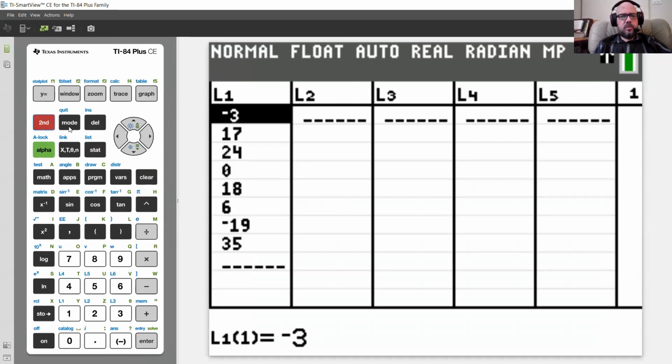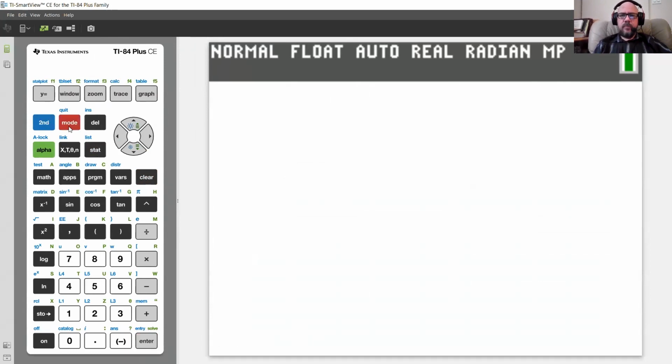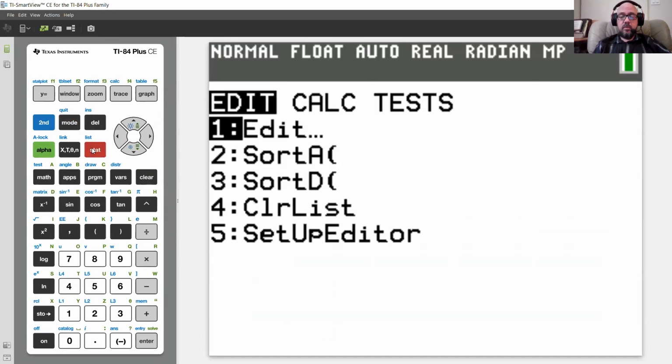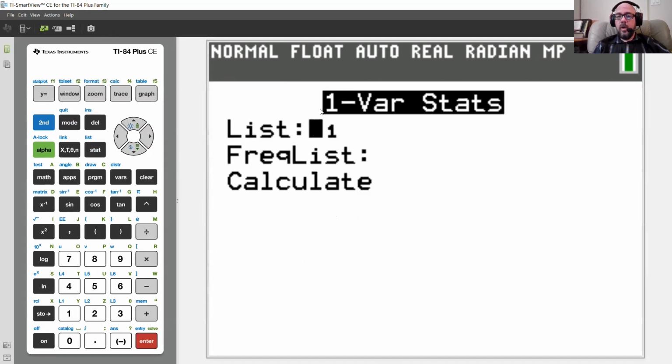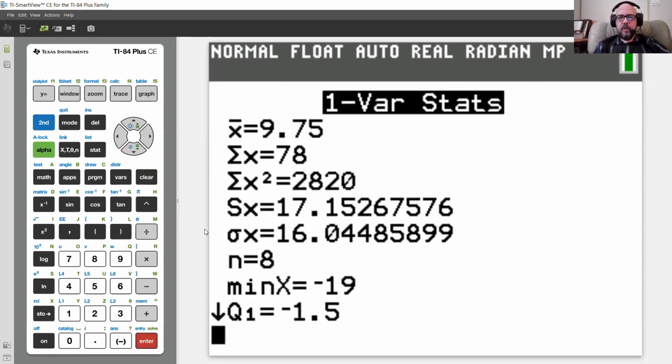So if I want to find all of that stuff that I just talked about, it's all found automatically by one variable stats. So I'm going to stat, calc, one variable stats. And I want to do this in L1 because that is where I put all my data. And again, if you wanted to change that to a different list, because you put your data in a different list, like if I wanted to change it to, let's say, L4, I would hit second and then 4. And that would give me L4. But I don't actually want that, I want L1, which is the thing we had originally. Frequency list, we're going to ignore for now. We're just going to calculate it.